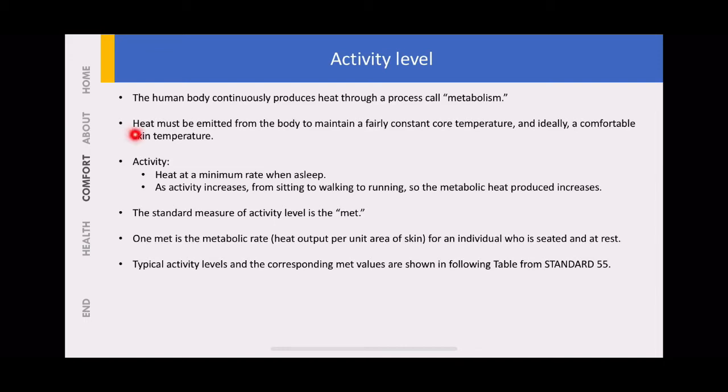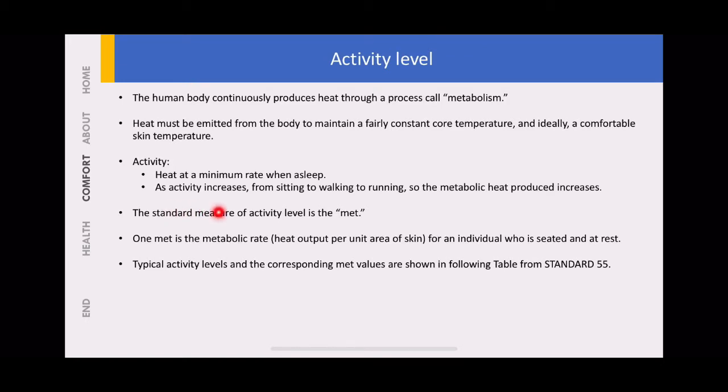So heat must be emitted from the body to maintain a fairly constant core temperature of your own body, so you will not feel sick. You feel very comfortable, and ideally a comfortable skin temperature. Right. The activity heat is at a minimum rate when you are asleep, or as activity increases from sitting to walking to running or to strenuous exercises, the metabolic heat produced will also increase.